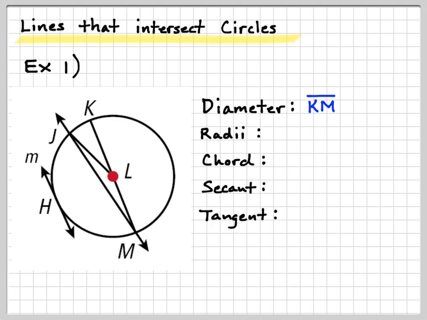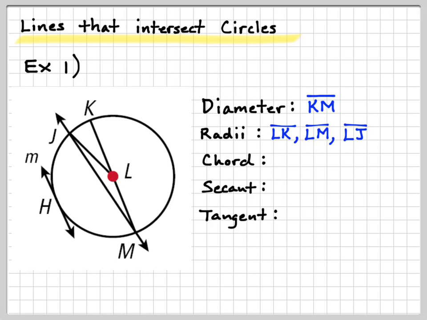If I look at the radii, there's more than one. I can also take that diameter and split it in half. So I can go from L to K, or I can go from L to M, or I can go from L to J out here. So I've got segment LK is a radius, segment LM is a radius, and segment LJ is a radius.